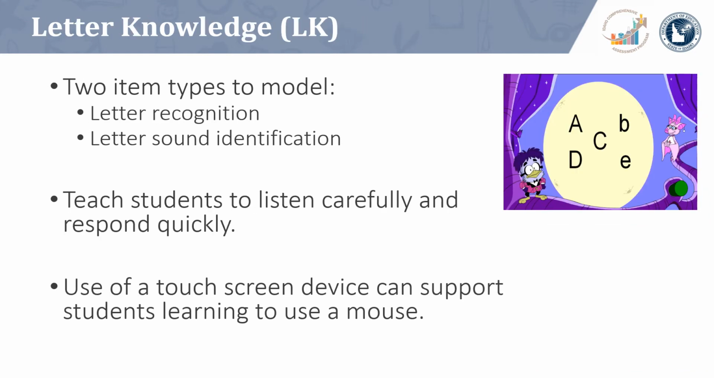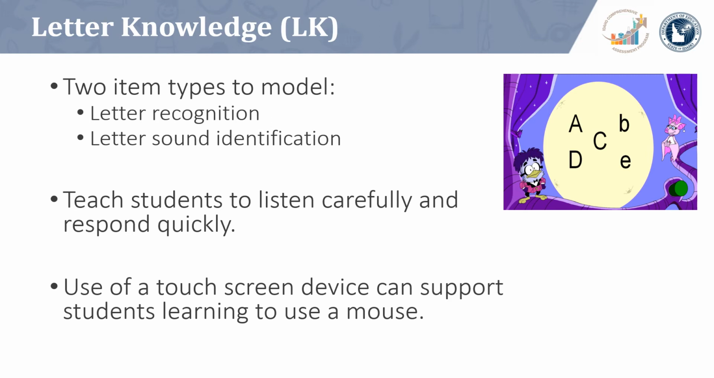Letter knowledge also has 2 types of items, letter recognition and letter sound identification. 5 choices in a combination of both uppercase and lowercase letters appear on the screen at once. The student is asked to identify the symbol for the letter name that is orally produced by the narrator or asked to identify the letter that makes the produced sound.